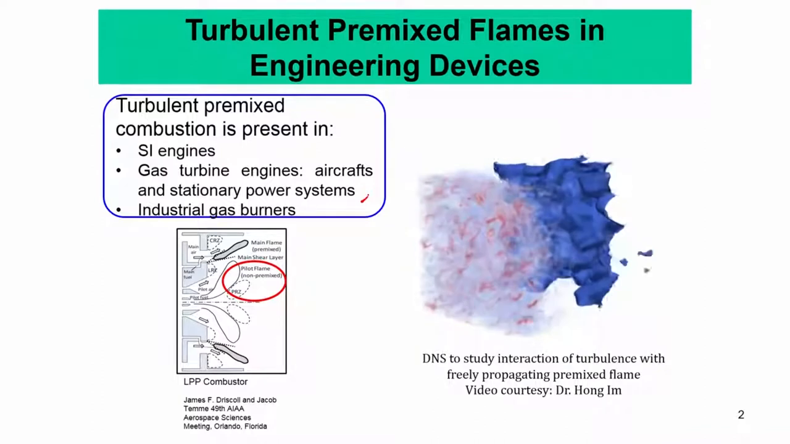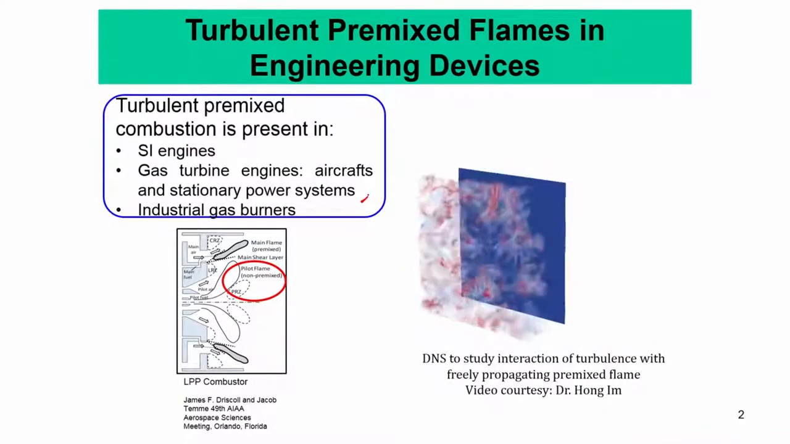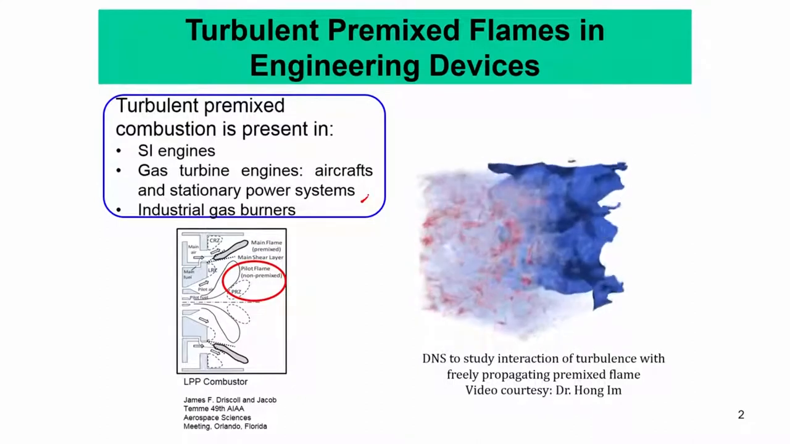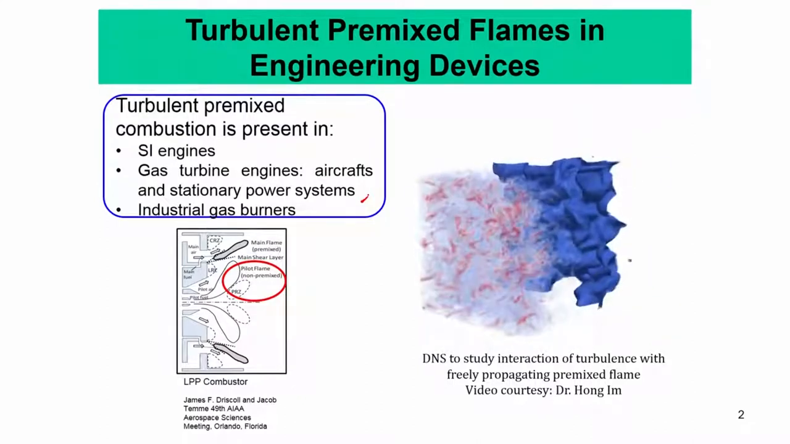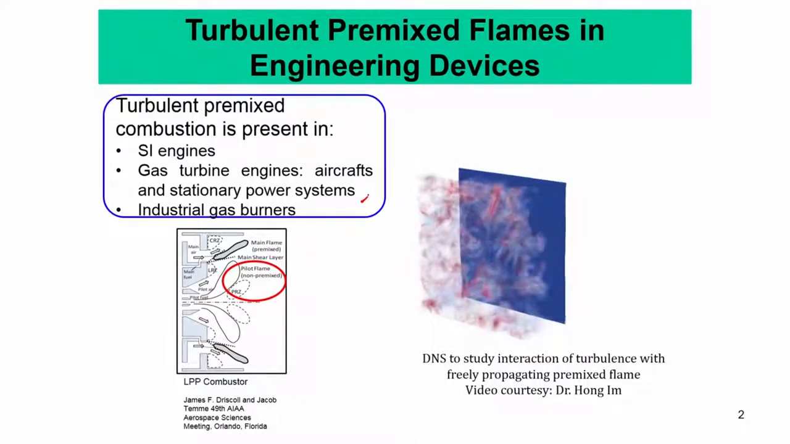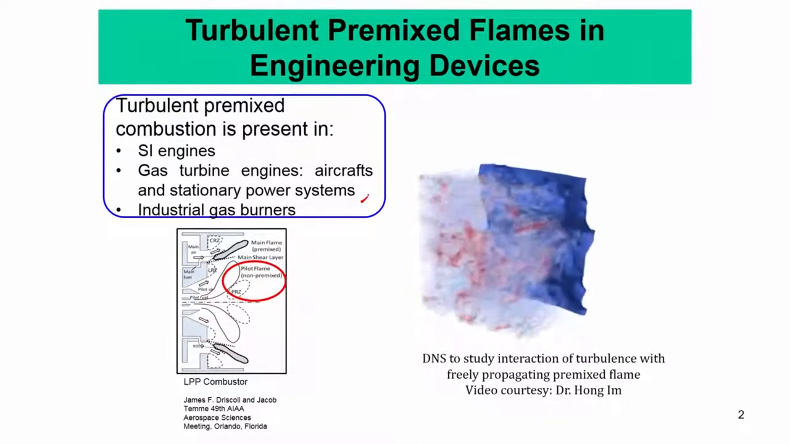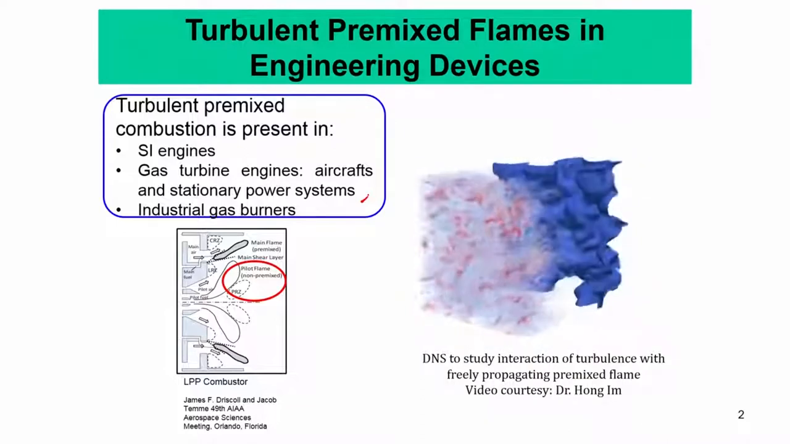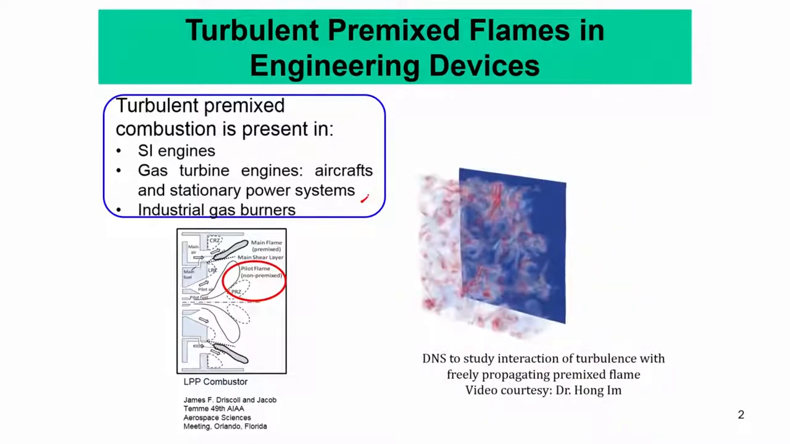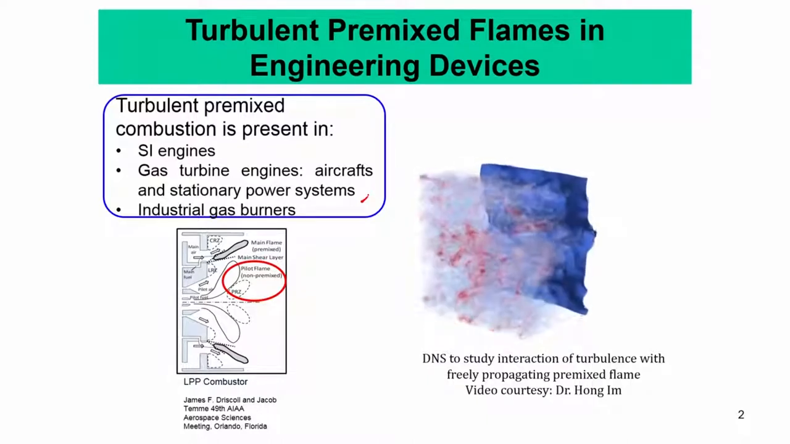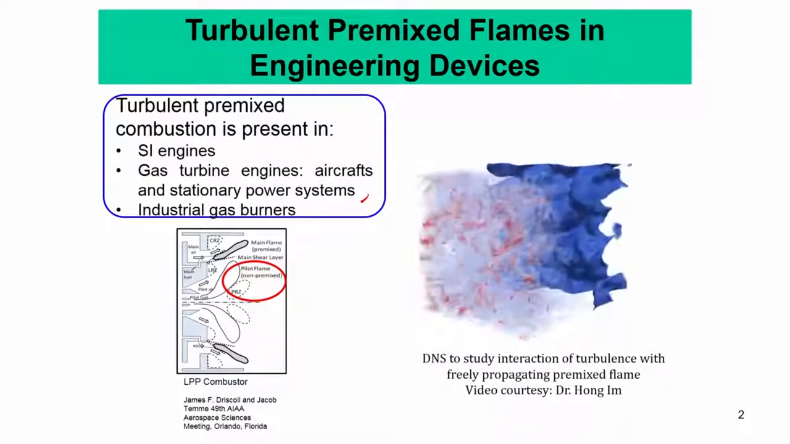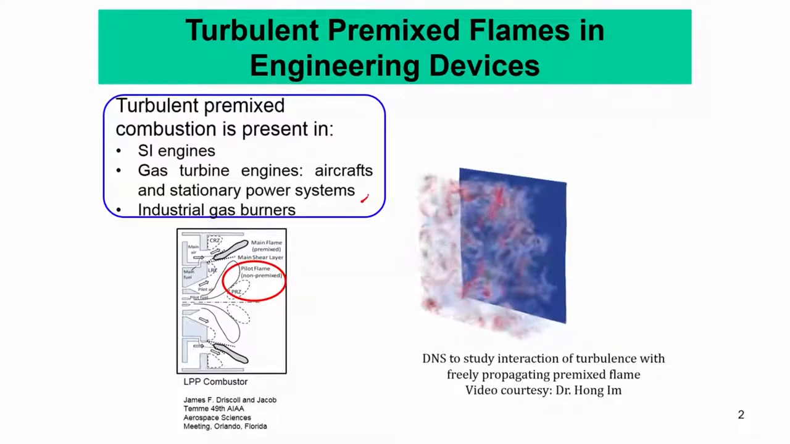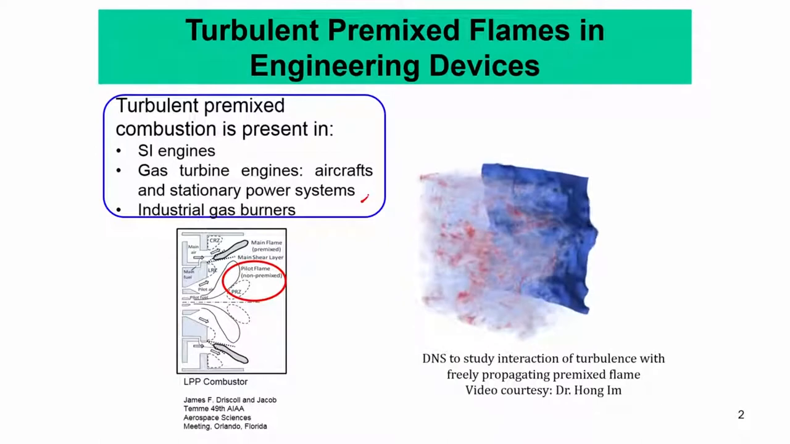So here on the right hand side you see this video of turbulence impacting on an initially flat premixed flame. This blue surface is initially flat; it is essentially a laminar premixed flame, and then turbulence comes and impinges on that. This surface is actually a representative surface of the premixed flame. It is essentially an isosurface of temperature of about 500 Kelvin, selected from the premixed flame.